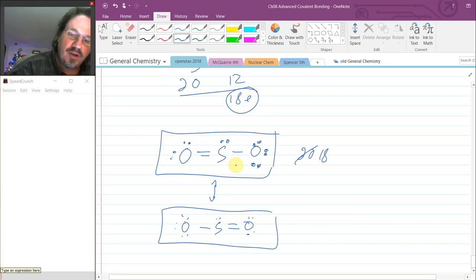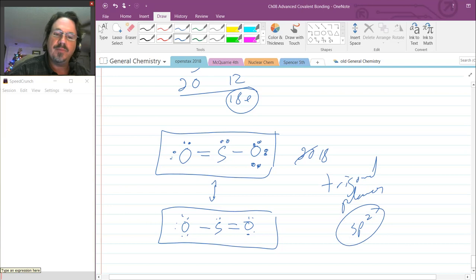Well, that sulfur has 3 different things coming off of it. It has a double bond, a single bond, and a lone pair. And so that sulfur is trigonal planar, 3 things coming off, which means it is an sp2 hybrid. Over here I have a sigma and a pi bond to make my double bond. Over on the right side I've got just a sigma.